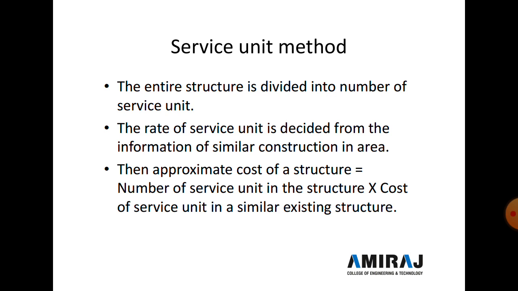So here, in a school, the number of service units, like classrooms, is 20, and the cost of a service unit in a similar existing structure is 50,000. So 20 multiplied by 50,000 gives the total approximate cost of the structure.